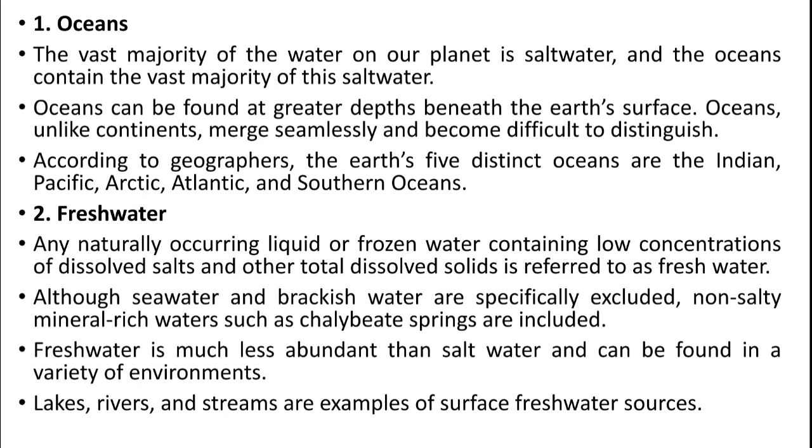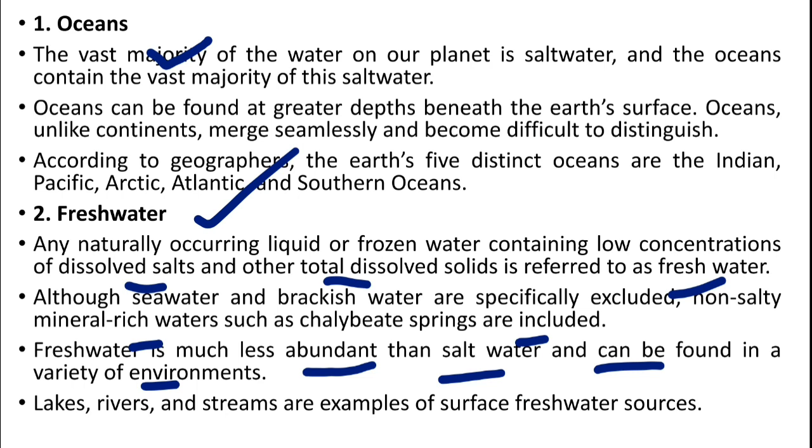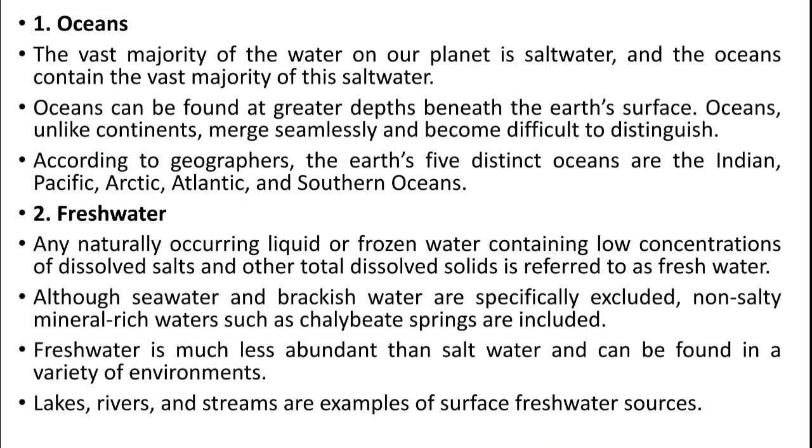Then freshwater. So the ocean contains the salty water and then the fresh water. Naturally occurring liquid and frozen water containing a low concentration of dissolved salt or other dissolved solids is known as fresh water. Although seawater and brackish water are specifically excluded, non-salty mineral rich water such as chalybeate spring are included. Fresh water is much less abundant than salt water and can be found in a variety of environments. Lakes, rivers, streams are examples of surface freshwater sources.